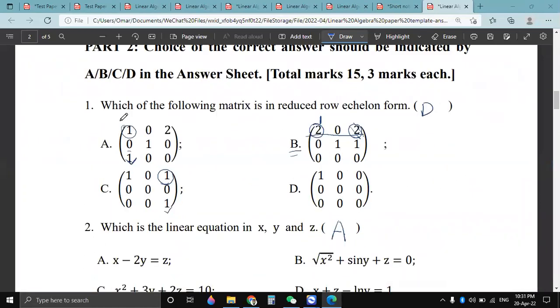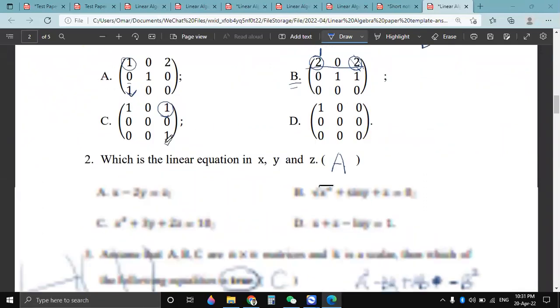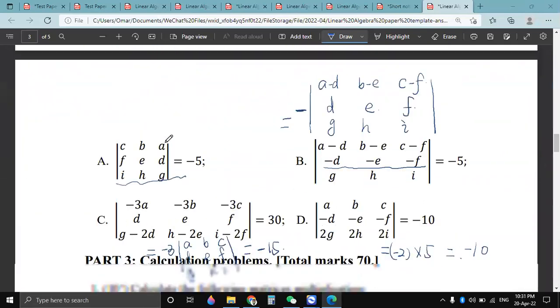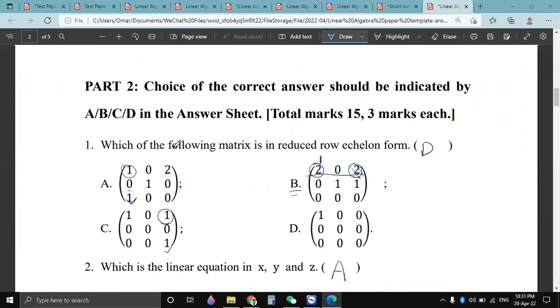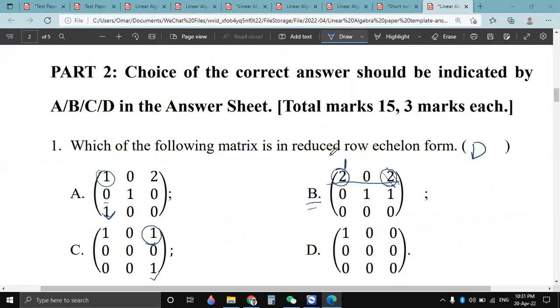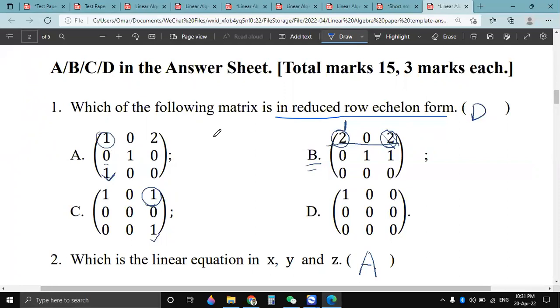So for part 2, we have maybe 5 short questions. The first question here is, which of the following matrices is in reduced row echelon form? So if you look here, we know the RREF form. The first condition is that all the pivot points need to be 1.